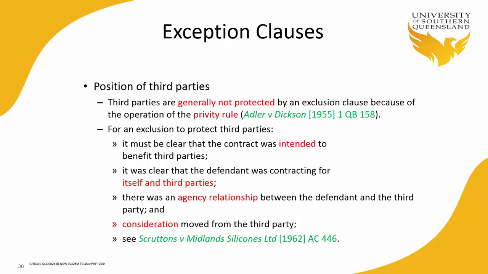It says for a third party to avoid the operation of the privity rule and gain the protection of an exclusion clause, they have to satisfy the four conditions set in the case of Scruttons, and these are given to you on that page. First, the contract makes it clear that it was intended to benefit third parties. It was clear that the defendant was contracting for itself and third parties, and the defendant had the authority of the third party to make the contract on their behalf. And lastly, consideration has moved from the third party, i.e. the performance of an existing duty is good consideration if it is owed to a third party.